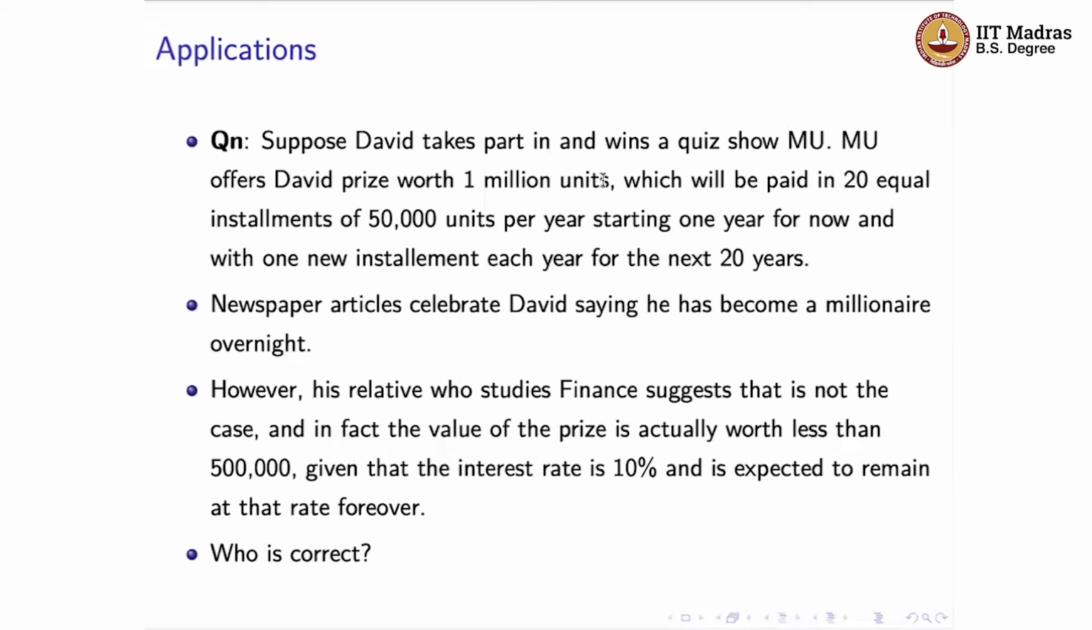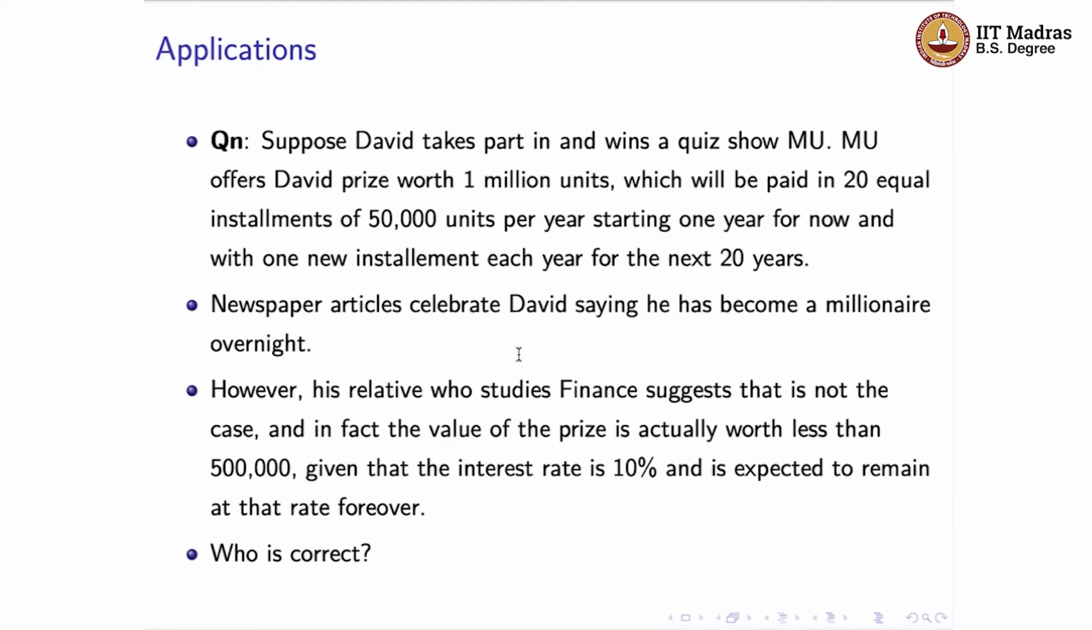However, before the celebrations started in David's household, he had a relative who was studying finance, and he suggested, well, the deal is not as good as it looks, right? The reason is that if you actually think about the value of the prize, it is less than the stated amount. The value is actually less than 500,000, right? At that time, the interest rate was 10%, and this was expected to remain at that rate forever. Okay, so this is an important piece of information that the relative used to calculate.